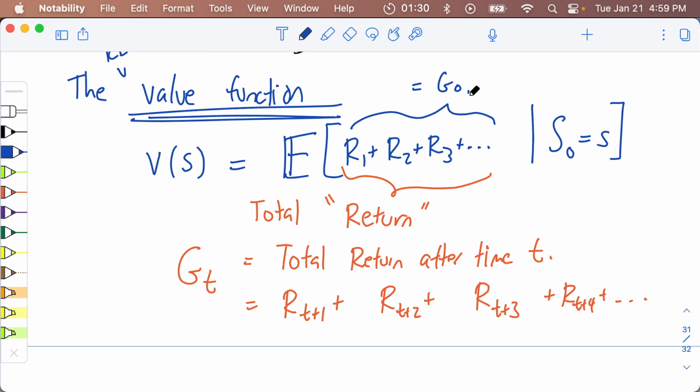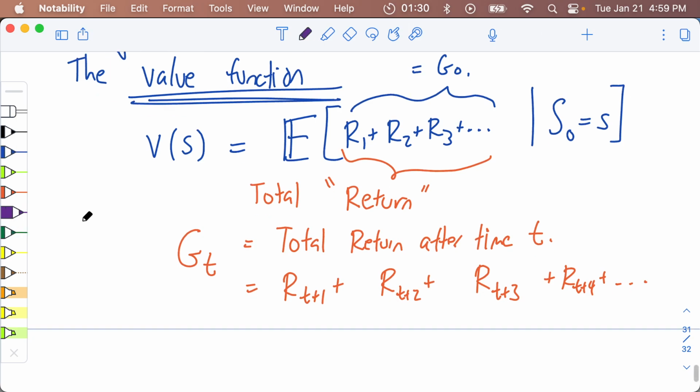Okay, so that's a bunch of definitions, right? The value function, the total return, the rewards. Any questions or comments? That's all good? Let me throw one more definition at you, which is something called a discount factor. This is the future discount factor.